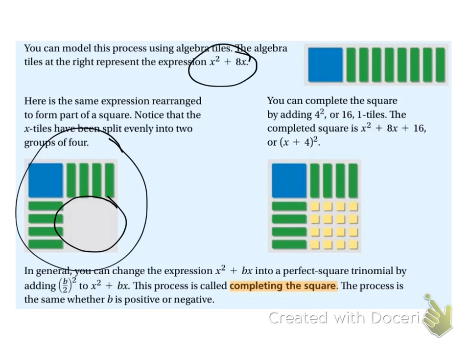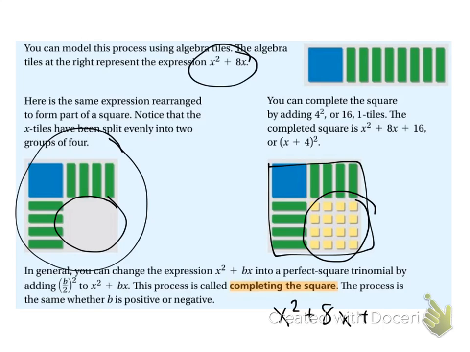And you see this open space? What we're going to do is figure out how much we need to add, this yellow part, to make it into a square. I think it'll make a little more sense if I explain it in an actual problem. In this case, we're supposed to add 16, and we get x squared plus 8x plus 16.